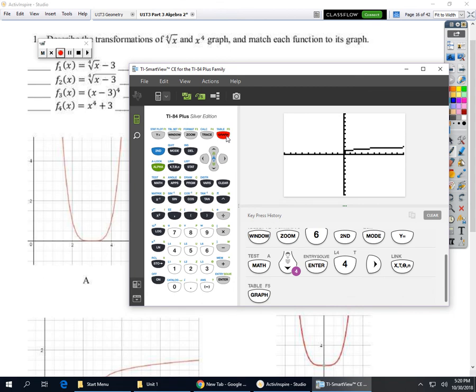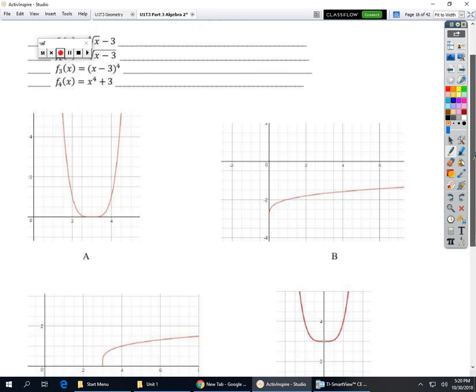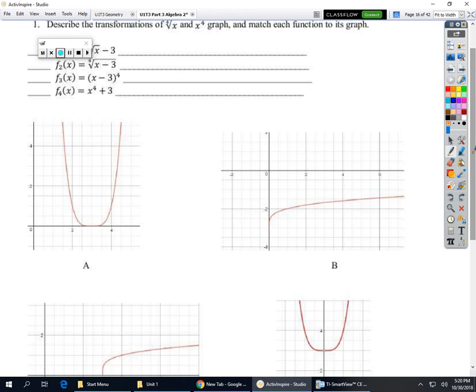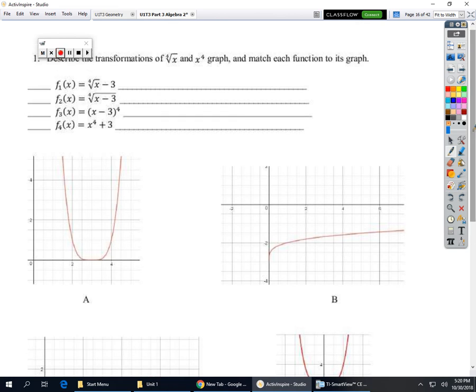So the fourth roots are either, what are these? You either got b or c for possible fourth roots. So if you take a look at the first one, that's the fourth root of x minus 3. Remember, if there's a minus 3 on the outside, that means it's gone down by 3. So the transformation that occurred here is a translation down by 3 units. Let's just say translation down 3. Which one has moved down 3?